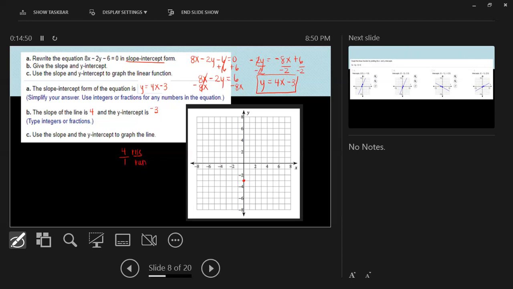So from this point, I'm going to go up 4 units, 1, 2, 3, 4, and then I'm going to go 1 to the right, and that will put me right here. And then you just want to draw a line through those points. So we went up 4 because the 4 is positive, and we run 1 to the right. And that is how you would do an item similar to that one.